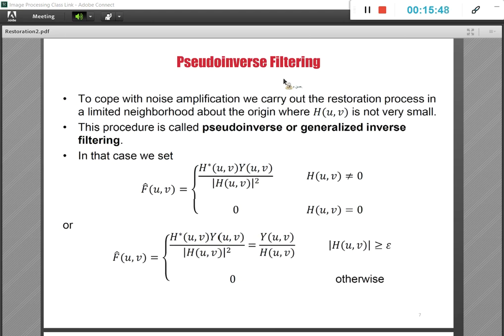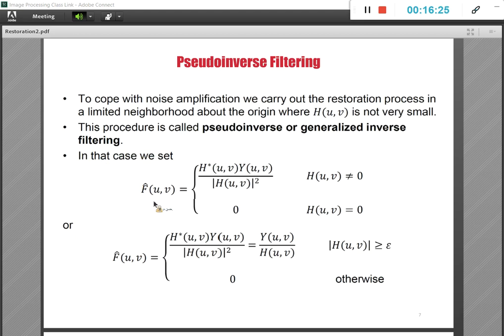We have a solution: pseudo inverse filtering, not inverse filtering. What is pseudo inverse filtering for solving the noise amplification problem? To cope with noise amplification, we carry out the restoration process in a limited neighborhood above the origin where H is not very small. This procedure is called pseudo inverse or generalized inverse filtering.